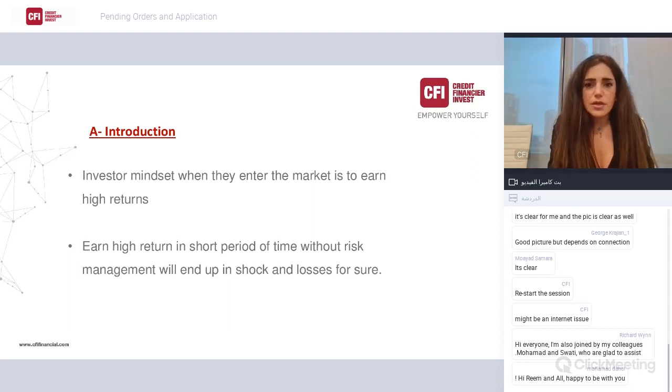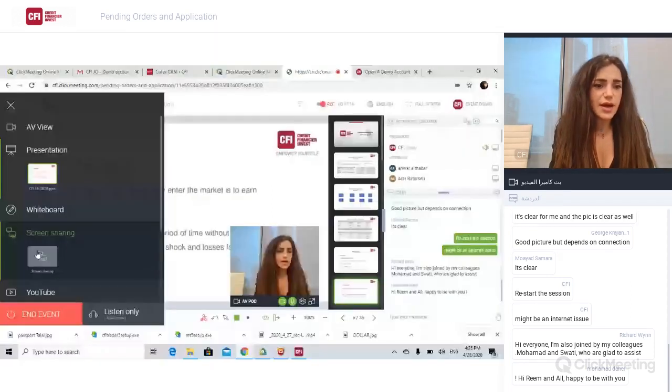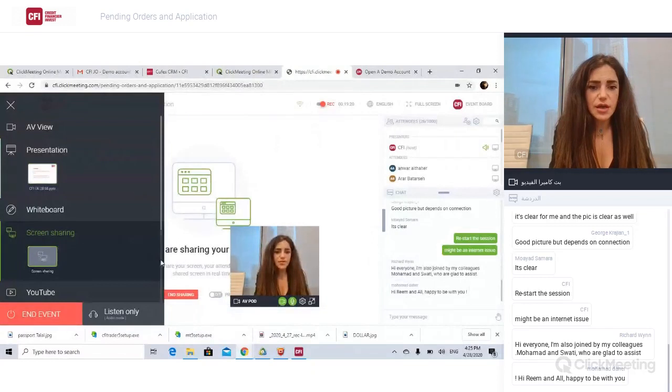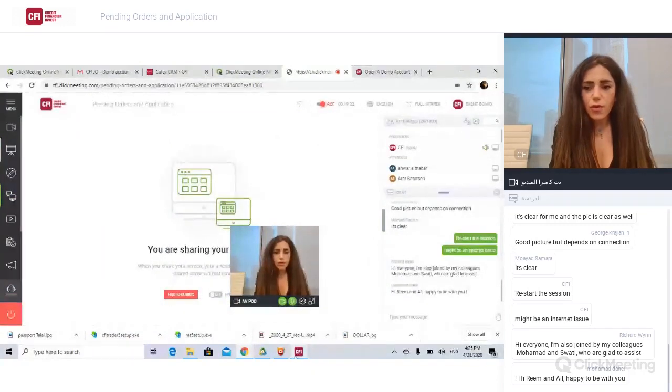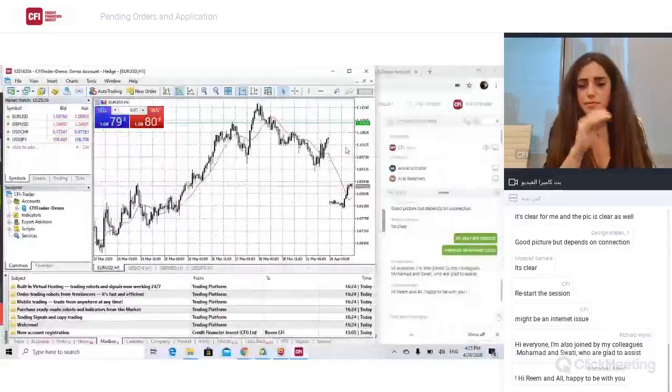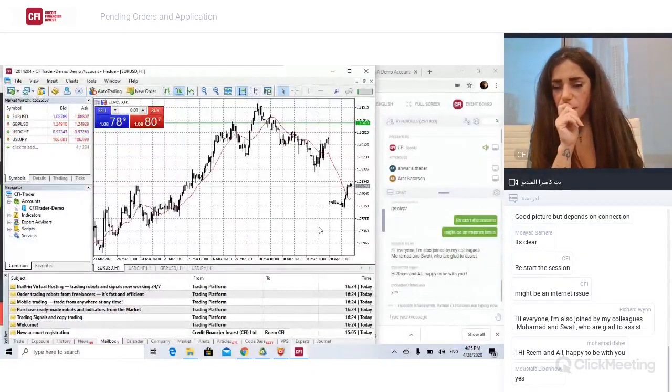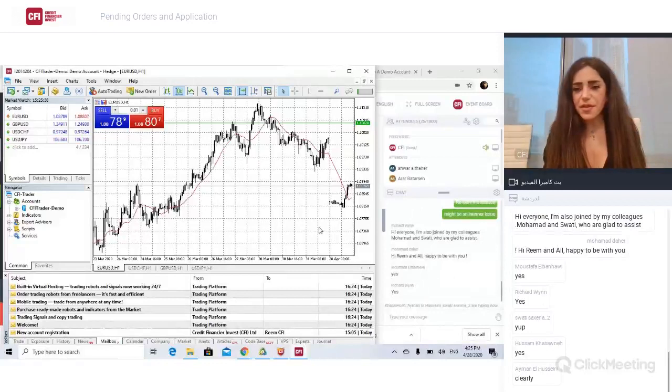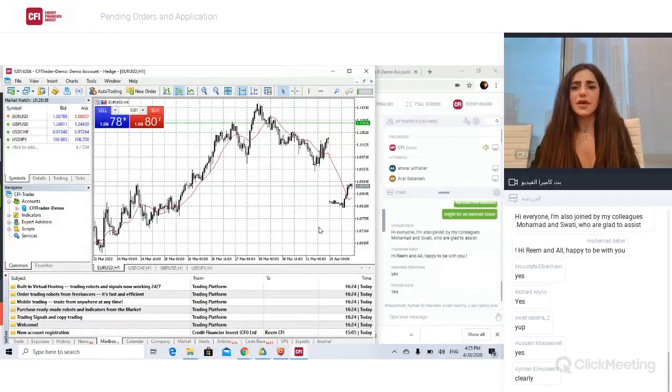Okay. So I want you guys to tell me that you can see whatever I'm sharing. So let me know right now if you can see my screen. Can you see my screen? Perfect. Can you see the platform in there? Perfect, perfect. That's what we care about.